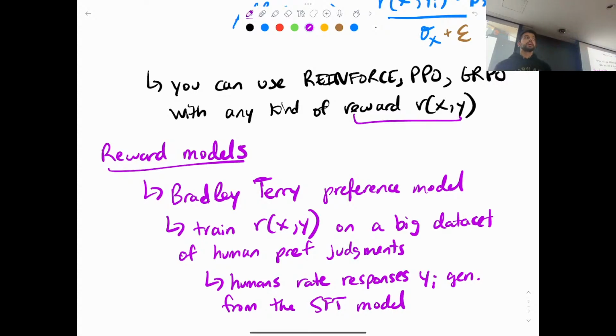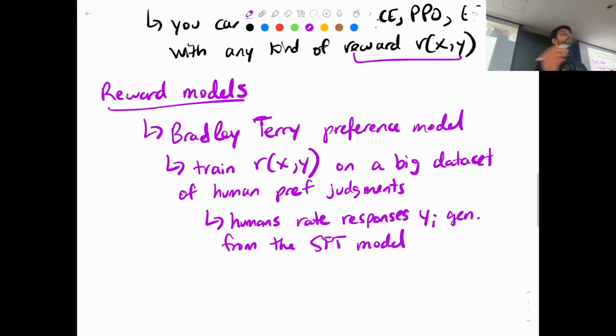In practice, however, it's very common, both in open data sets and in industry labs, to gather as many preference judgments as they can from many different models and model families and tasks, and train one big reward model on those, which can then be used during reinforce or PPO to do the alignment of multiple different models. But in the optimal case, all your judgments will be on responses that were generated by your SFT model.